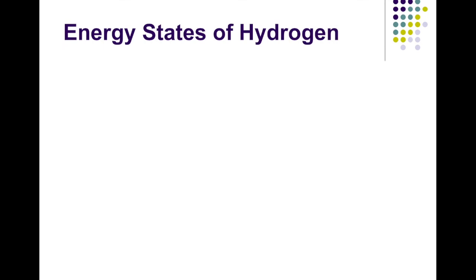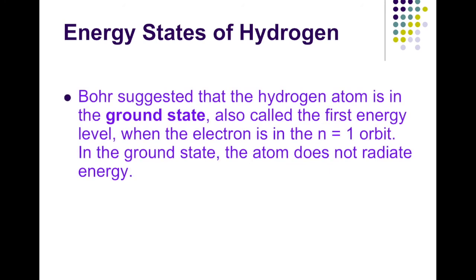Now let's look specifically at the energy states of just hydrogen. Hydrogen is a perfect example because it has one electron and one proton. So Bohr suggested that the hydrogen atom is in the ground state, also called the first energy level, when the electron is in the n=1 orbit. In the ground state, the atom does not radiate any energy. So this is as close as the electron is going to get to the nucleus itself. It cannot get any closer than this point.